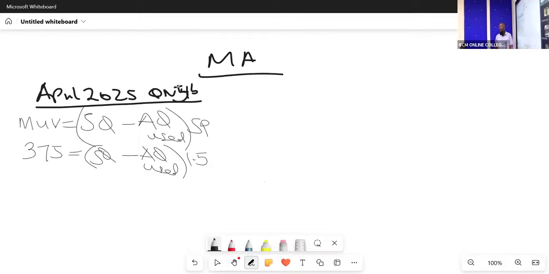So then can you kindly do me a favor by making the two the subject of the formula? Remember what we said is that these two will be taken as if they are 1 unit. They are 1 item. So basically divide both sides by what here? You divide by 1.5. So if you do that, you will end up getting 375 divided by 1.5, which gives me 250.